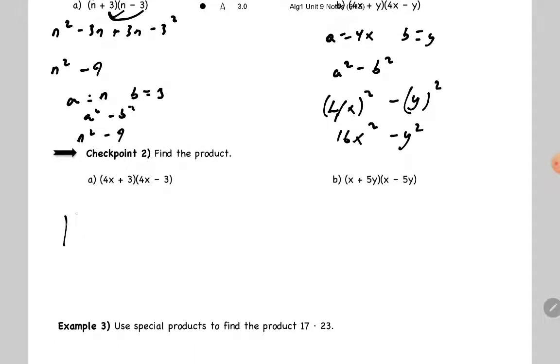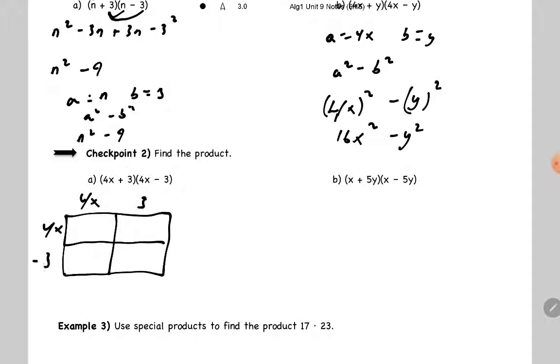Okay, if I wanted to do the box method, I could. 4x, 3, 4x minus 3. So this would be 16x squared. This would be 12x. This would be negative 12x. And this would be negative 9. So we get 16x squared minus 9.